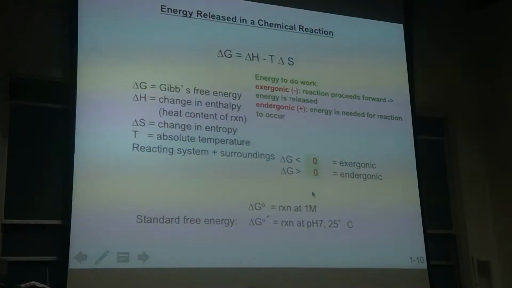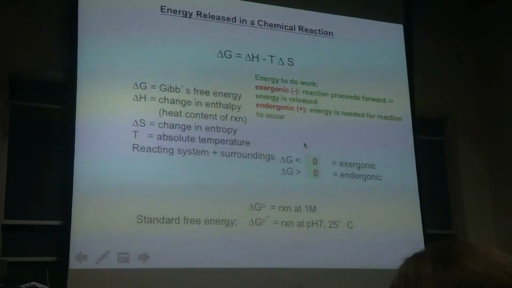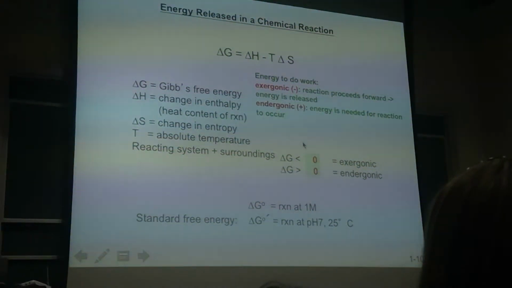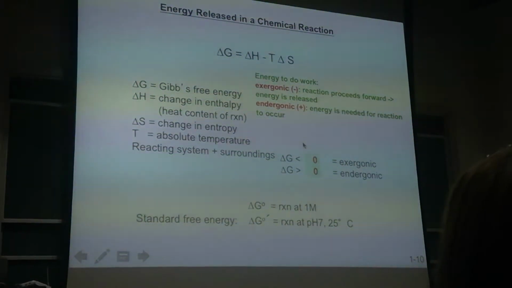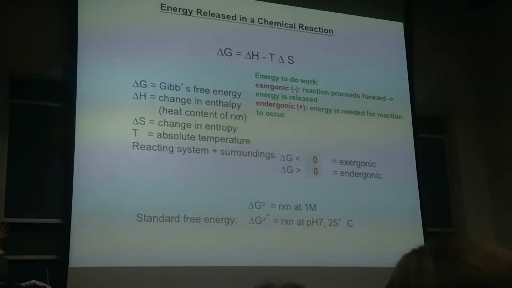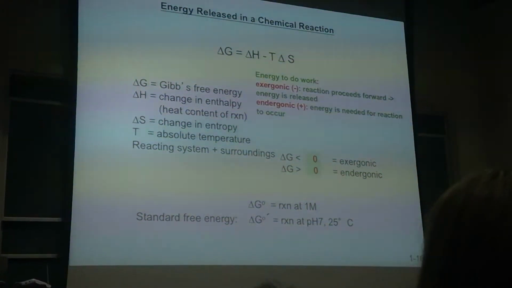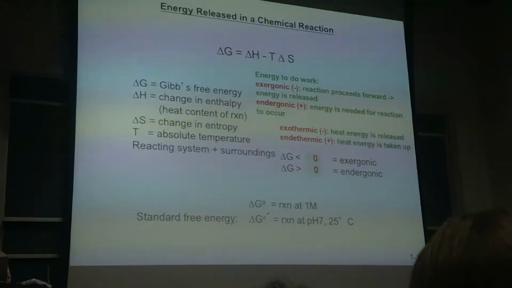I'm just reiterating this. The delta G is the energy to do work. If it's negative, it can go forward and the energy is released. If it's positive, then it takes energy to occur and it can't. This might be counterintuitive, you just have to remember it. You always want delta G to be negative for the reaction to occur. Once you go through the equations, you realize it does have to be negative. And the reactions are also always at 1 molar.